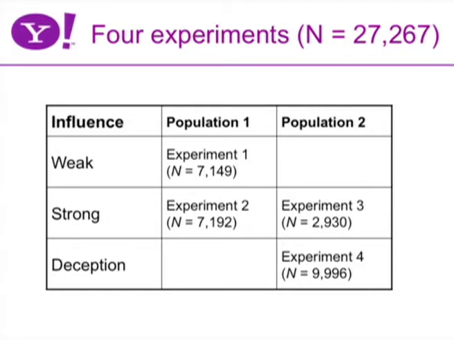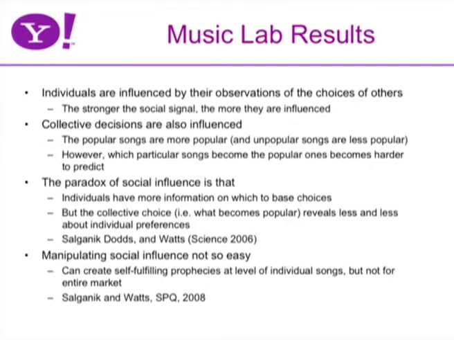So there are lots of interesting results, and I'll just summarize them here. People are indeed influenced by the observations of others. It's quite striking. And the stronger the social signal, the more they're influenced. So that makes sense. What's less obvious and less intuitive is that at the collective level, this emergent process that generates the market, when people know what other people like, popular songs become much more popular and unpopular songs become less popular. But the particular songs that become the most popular become increasingly difficult to predict.